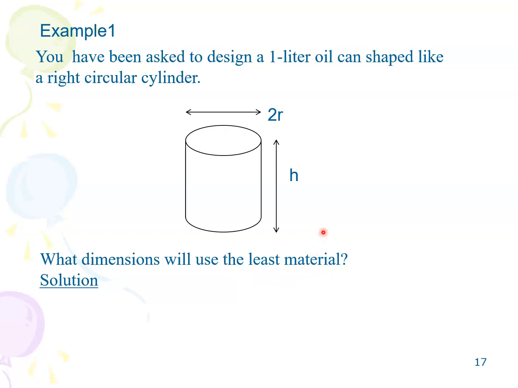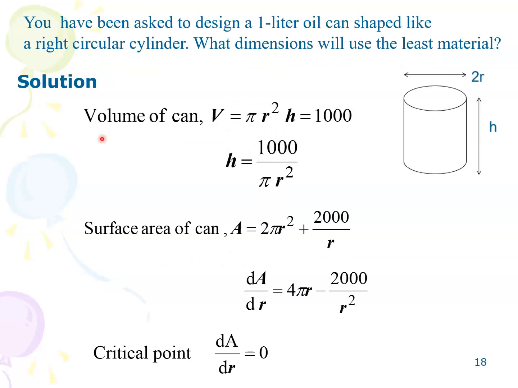So, we know that a circular cylinder is like this. You will have the 2r, or the radius, and then over here you have the height. So, for the solution, volume of can. For this problem, you will need to recall whatever you have learned during your SPM. So you need to know the formula for volume of the cylinder, of course. Otherwise, you can't start.